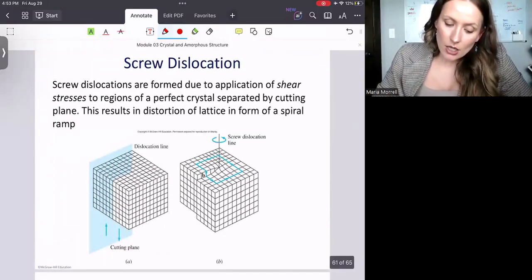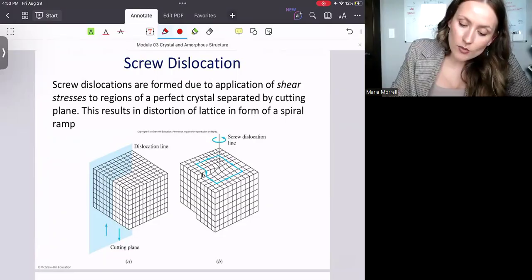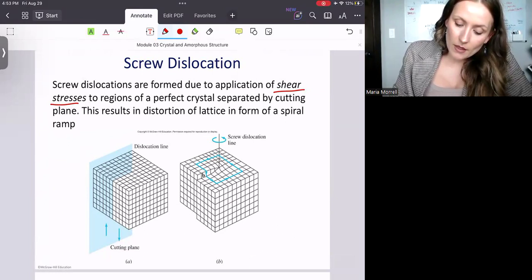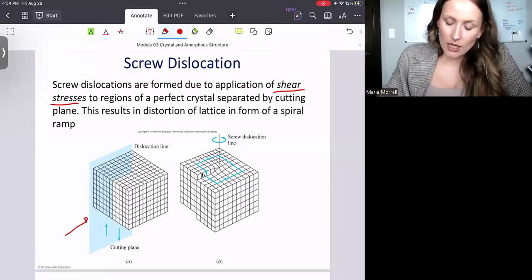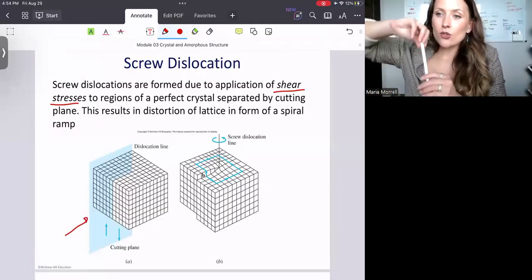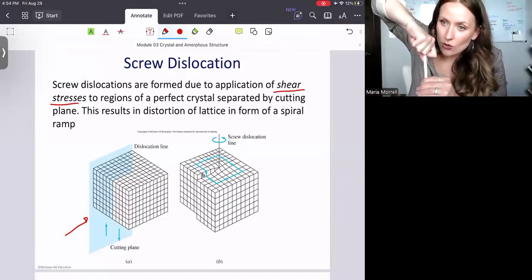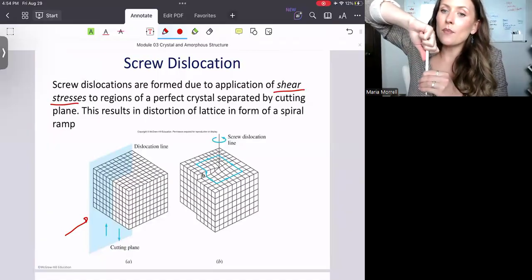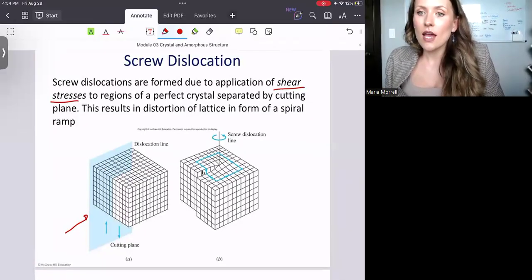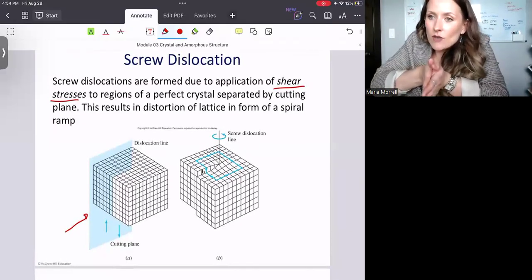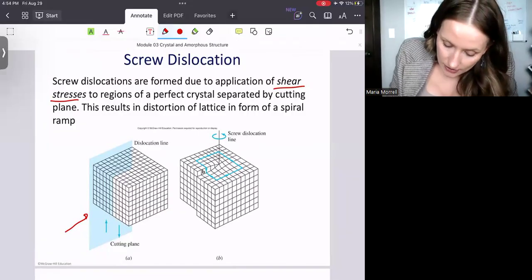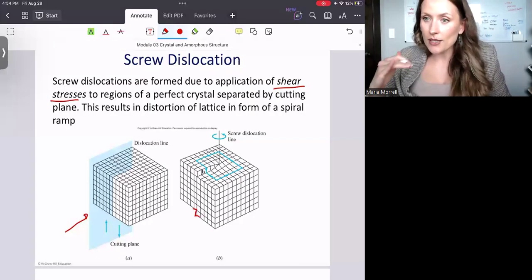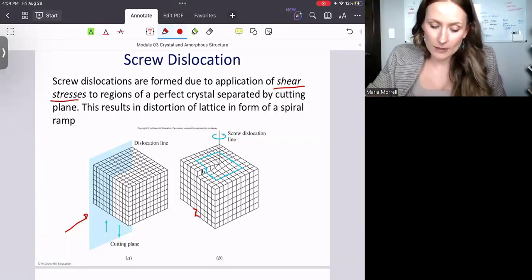Now, the screw dislocation is formed due to the application of shear stress. One of the ways to think about it: I want you to look at this perfect crystal, figure A, and now I want you to think of a screw, like you're screwing something into the crystal. We call it a shear stress because there's a little bit of a slip. And we call it a screw dislocation, right? Because you can see that there is this step-like figure that is now present at the bottom, because we're kind of screwing it in.